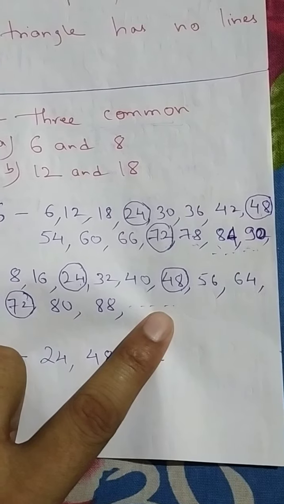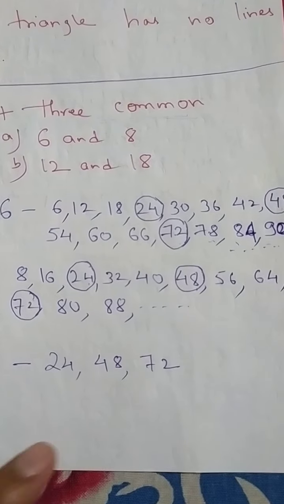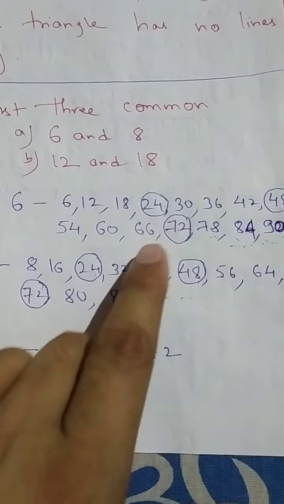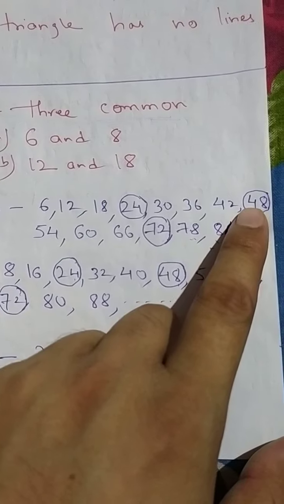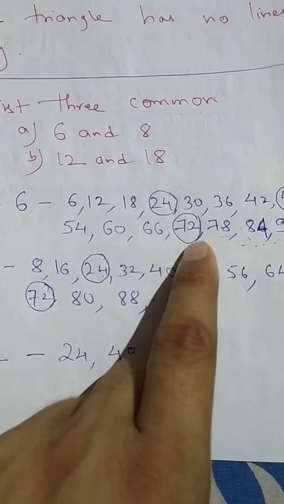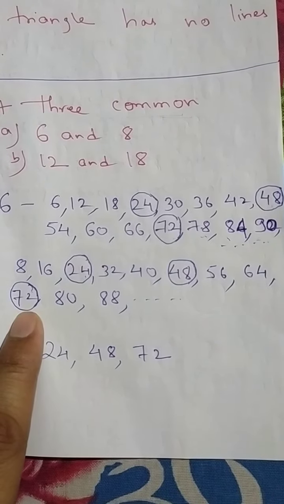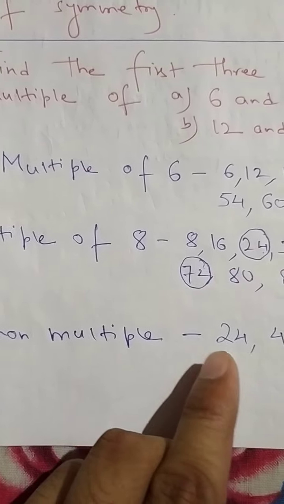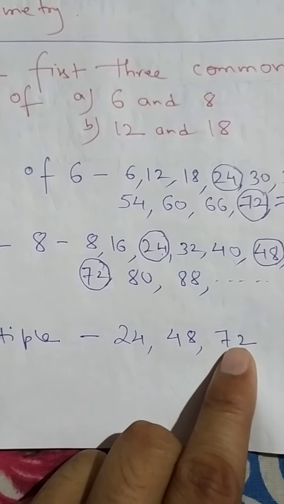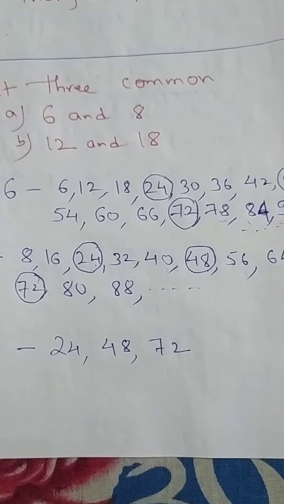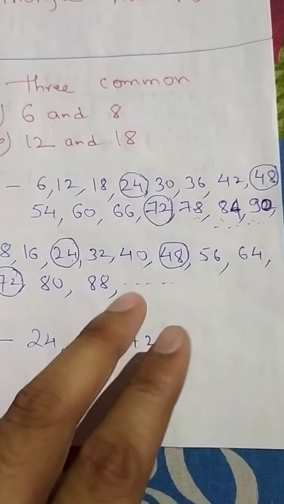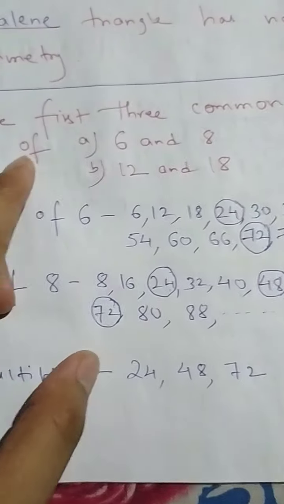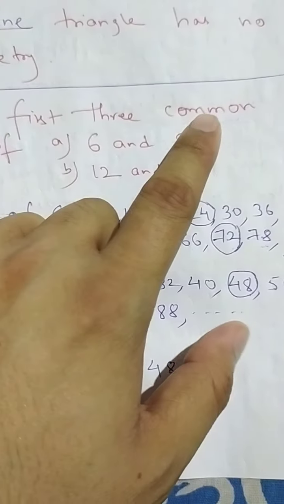It will go on. Now what are the common multiples? So first 3. So let's check here. We have 24, first common. Then second common is 48 and the third common is 72. So the common multiples are 24, 48 and 72. Now there is no end of the common multiples. If you go on writing, you will find many common multiples because there is no end. But according to the question, you have to find out the first 3 common multiples.